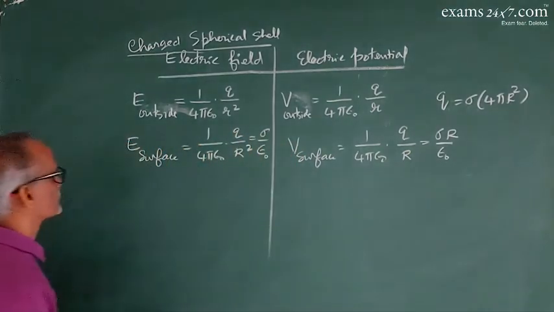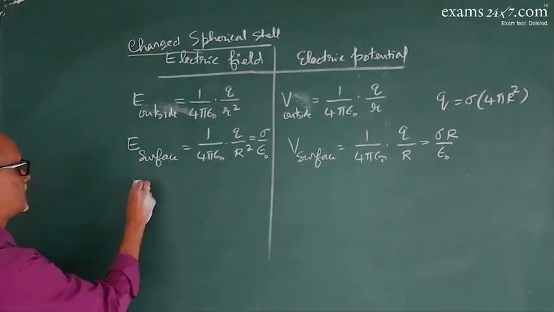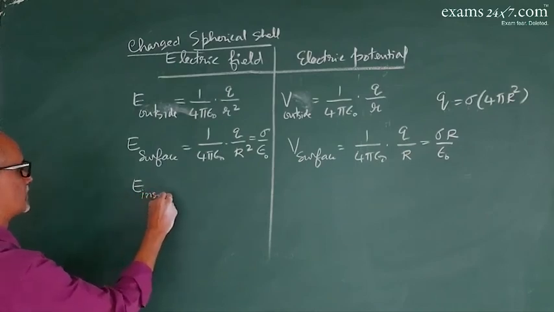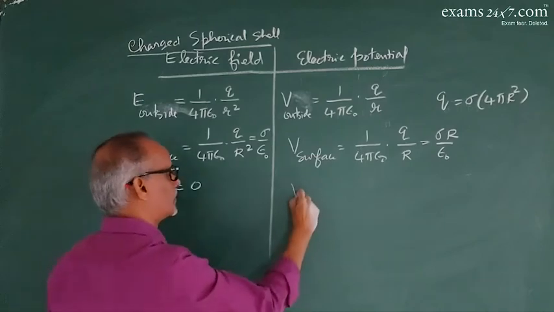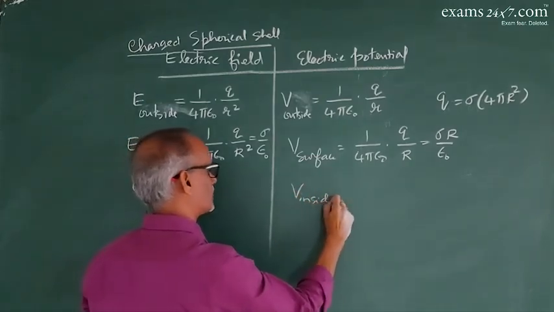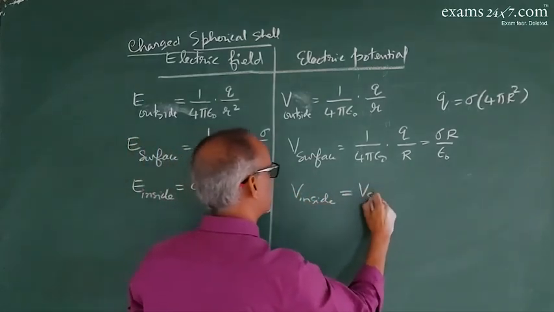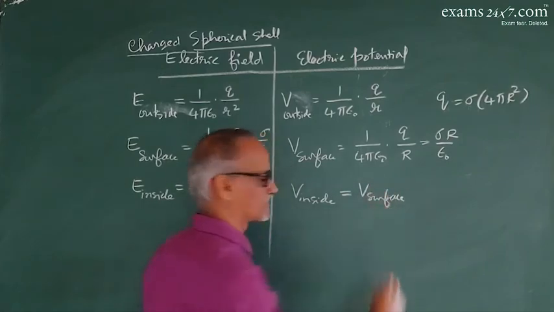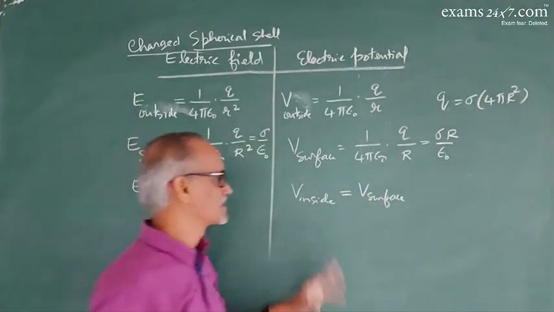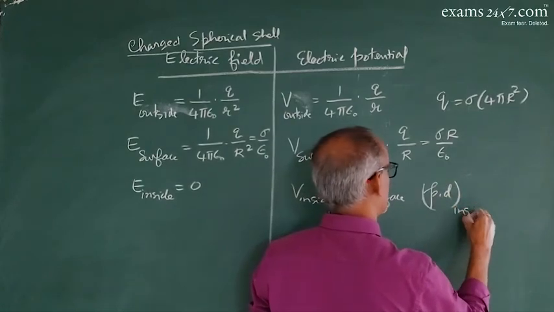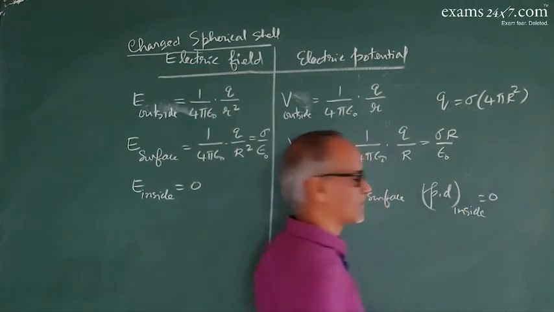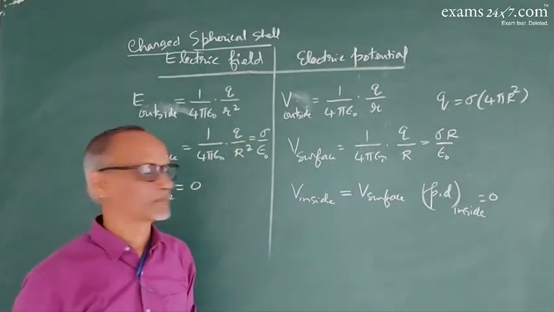Now, what is the field inside? Field inside is 0. What is the potential inside? Not 0. That is same as that on its surface. Then what is 0 inside? Only the potential difference inside is 0. Potential difference is 0, not potential.